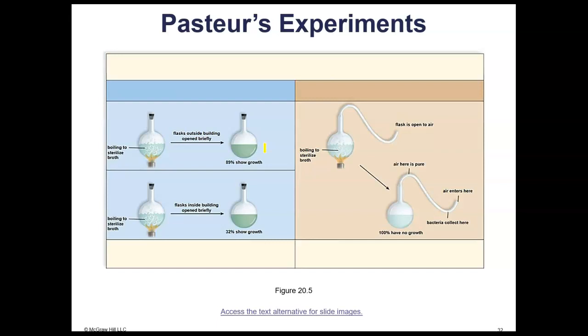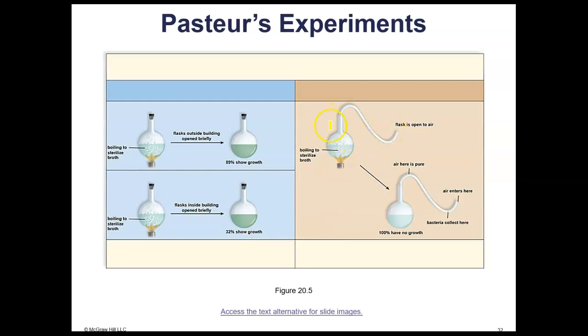And it looks and smells a lot like chicken broth. It actually smells a little worse. But anyway, 89% that are exposed to the air by opening, unstoppering the flask and then restoppering it show growth. And then if you do the same experiment, you boil the broth to sterilize it, open it inside of a building, not outside of a building, but inside of a building, you see growth in 32% of those flasks. So what can you do to prevent the growth of bacteria?